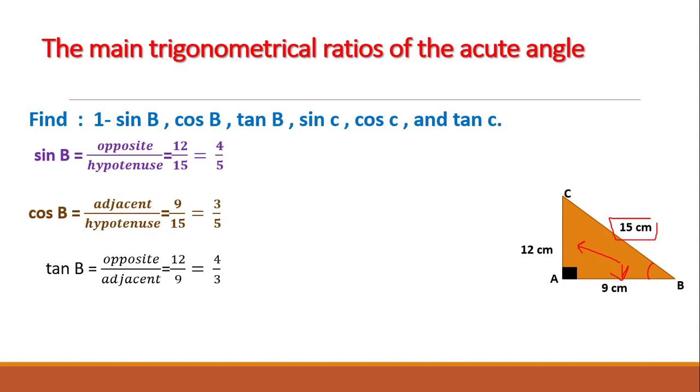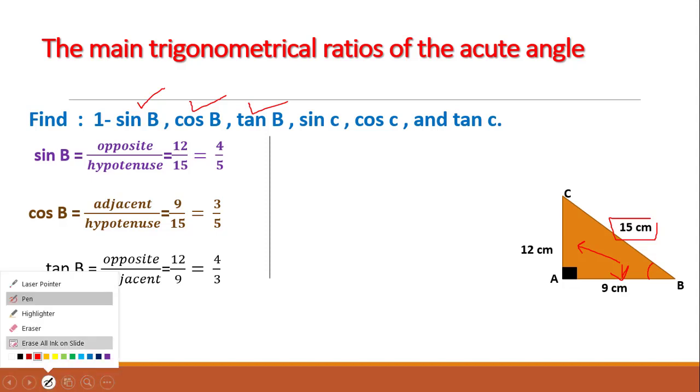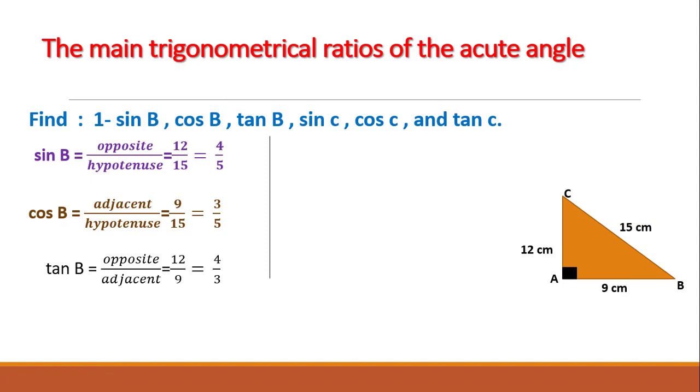Now let's go to angle C. So I found sine B, cosine B, and tan B. Now I want sine C, cosine C, and tan C. Let's begin. In the same way, the sine C will be opposite over hypotenuse. The hypotenuse is 15. Where is the opposite of angle C? This is angle C. So the opposite here is 9. So 9 over 15. By dividing by 3, it will be 3 over 5. So this is sine C.